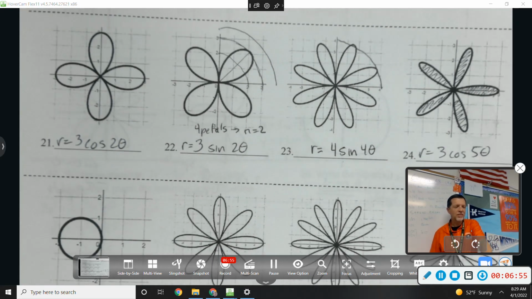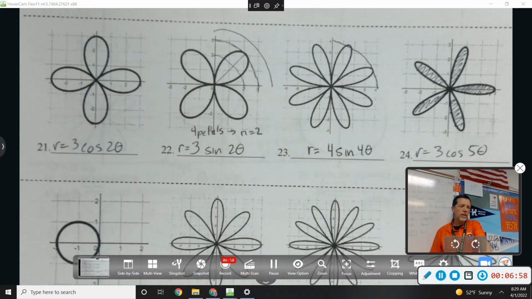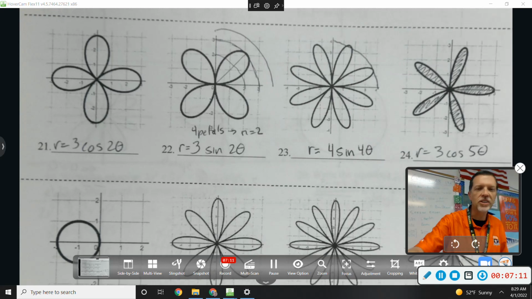So, any other questions on those? Again, cosine has a left-right orientation. Sine has an up and down orientation. That's maybe the most important thing to remember because that's going to carry over to today.